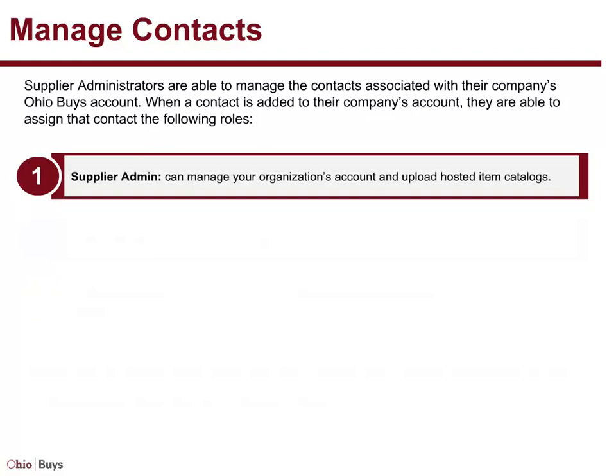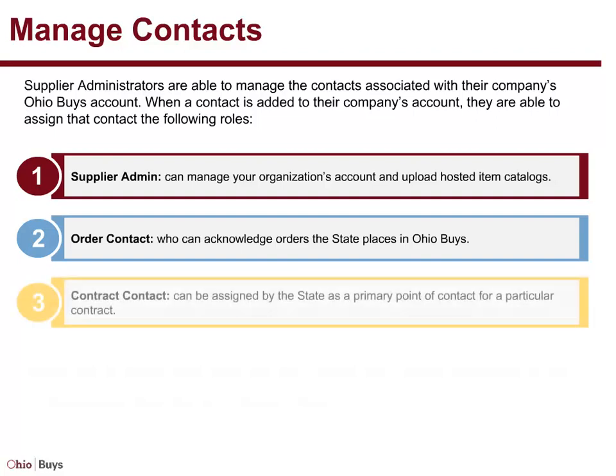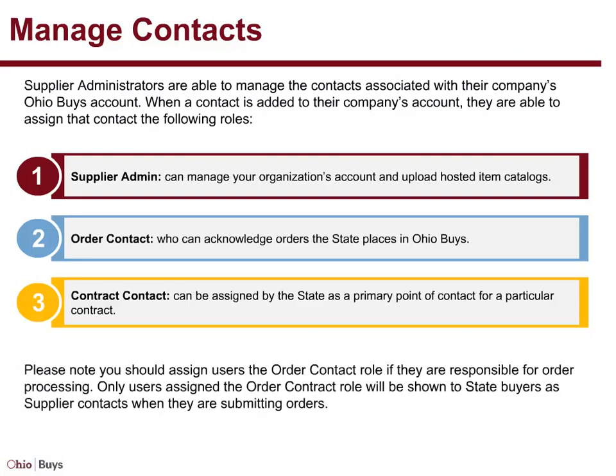When a contact is added to their company's account, they are able to assign that contact the following roles. 1. Supplier admin, who can manage your organization's account and upload hosted item catalogs. 2. Order contact, who can acknowledge orders the state places in Ohio Buys. 3. Contract contact, who can be assigned by the state as a primary point of contact for a particular contract. Please note you should assign users the order contact role if they are responsible for order processing. Only users assigned the order contact role will be shown to state buyers as supplier contacts when they are submitting orders.